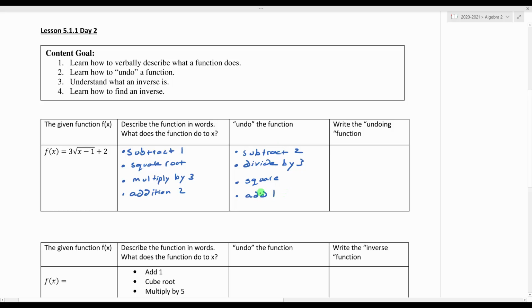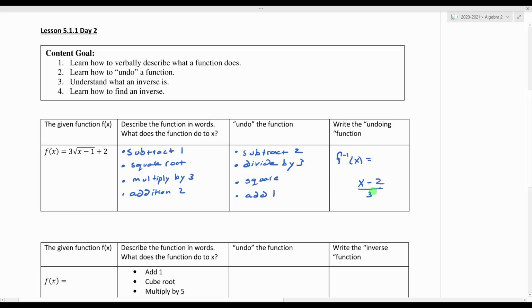And now I need to write this as a function. So I'm going to write this undoing function, and I'm going to name it f inverse of x. Remember that notation we talked about yesterday? So we're going to say f inverse of x equals, and then I can just write it down here, because I'm kind of confined by this box. I'm just going to write my x, and the first thing I need to do to it is subtract 2. There we go. Then we need to divide by 3. Done. Then we've got to square it.